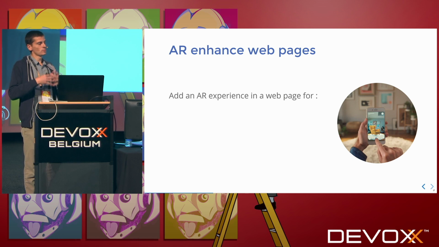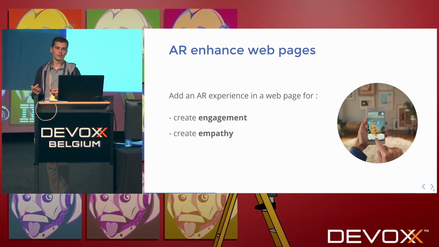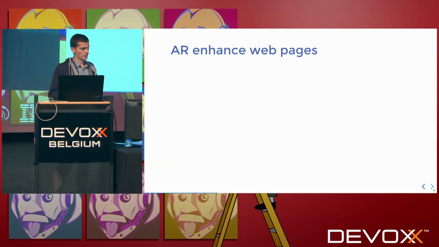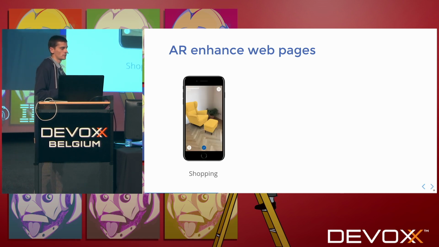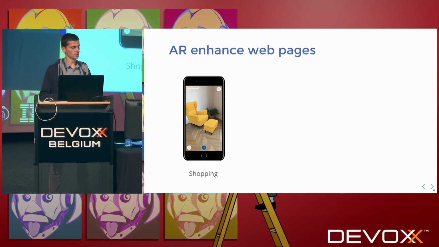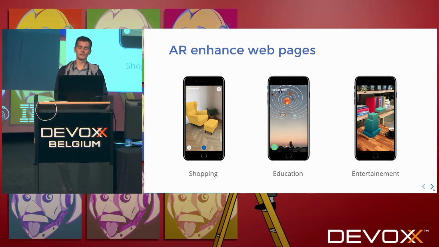And augmented reality can enhance your web page for a more powerful experience. You can create engagement with your user, empathy, and also action. We will see more about action later. For example, in three main areas, you have shopping with IKEA Place. Is there anyone using this app now? You can try it right now on iOS and Android. I think you can just start using augmented reality to place all the IKEA furniture directly inside your home. Education is very famous for discovering, for example, stars, etc. And entertainment is the big topic also for augmented reality.